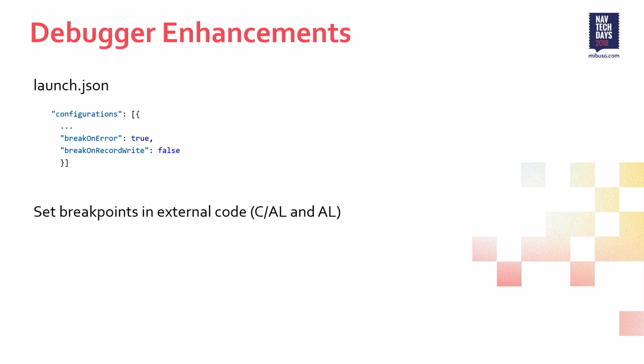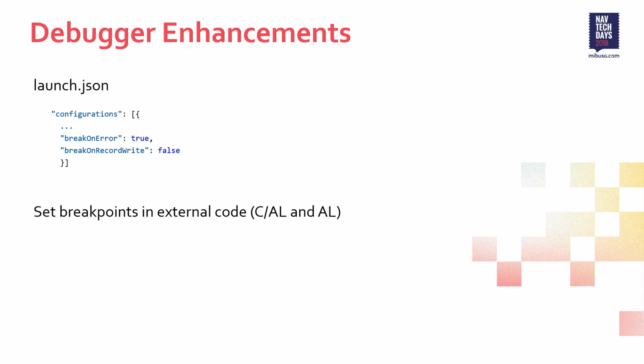Some of the options we have added in this release are the ability to now break on error, which means that whenever an error occurs, you will be placed on the offending line. And we have also added the break on record write, which is basically insert, modify, delete on any record in the system. The way you specify that is in the launch.json file, which tells how to launch the debugger when you do a deployment from Visual Studio Code.